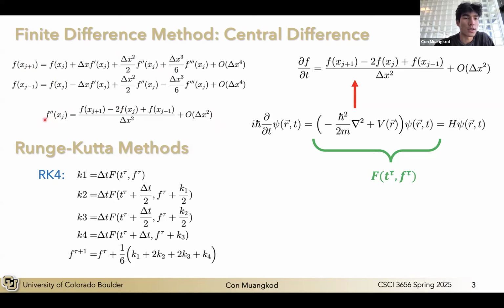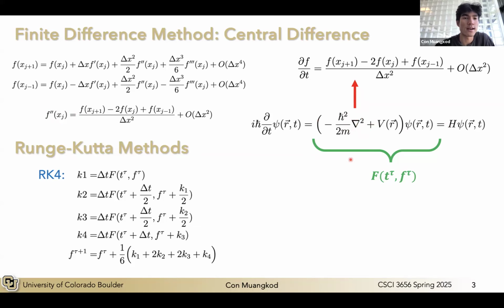The reason we want this approximation is that if we look at the time-dependent Schrödinger equation, the Laplacian operator is technically the second order partial derivative with respect to the spatial part. By having this approximation, we can plug it into the Laplacian operator to evaluate our wave function at some specific spatial point.